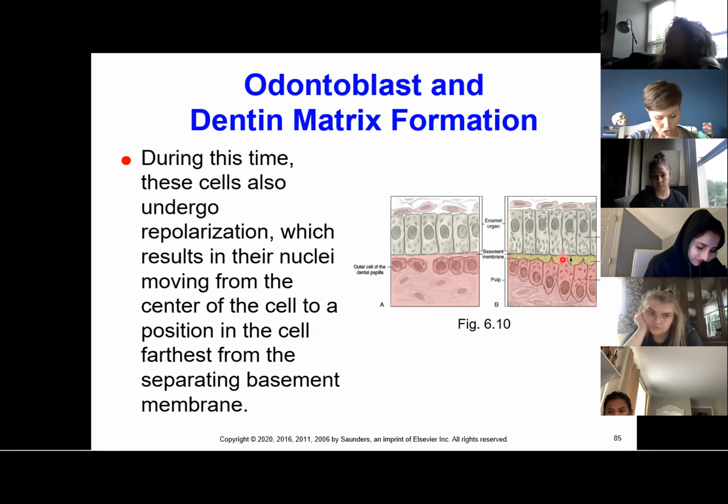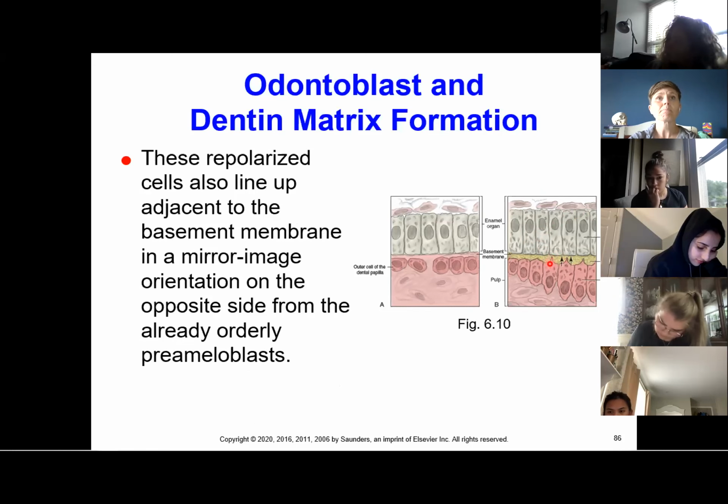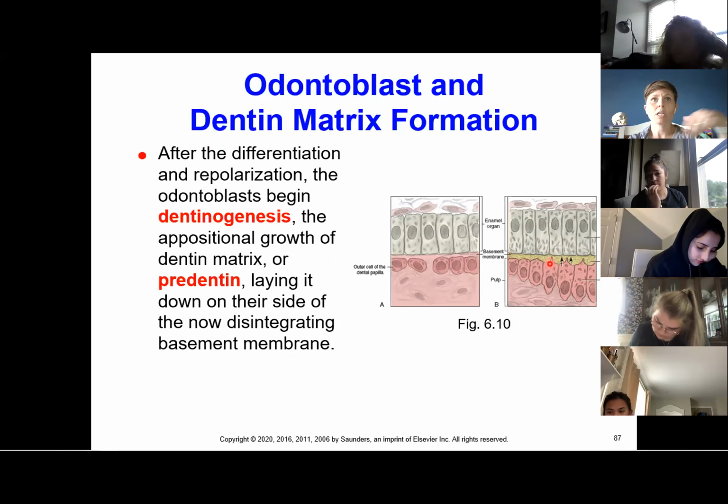And then we talked about the odontoblast. And then, like I said, the odontoblasts go through repolarization as well, because again, the cells are pulling away from that basement membrane. And as I said, they pull.